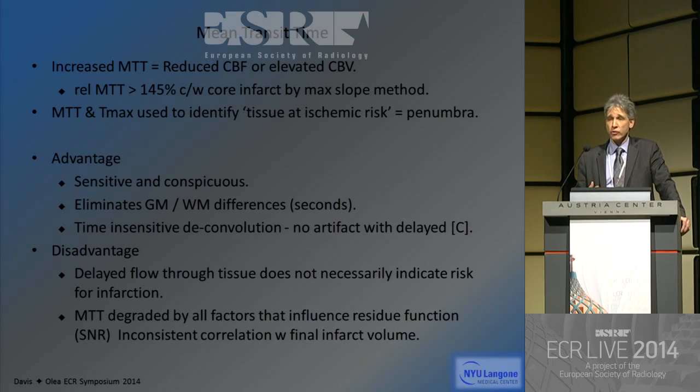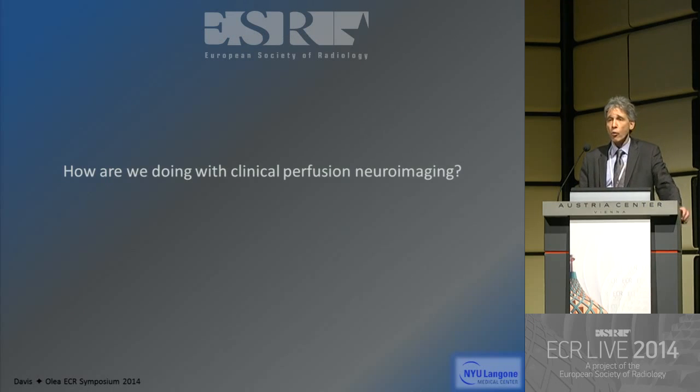And a relative mean transit time, meaning the mean transit time on the abnormal side versus the mean transit time on the normal side, if it's 145%, that's considered infarcted tissue. And if it's slightly less, or depending upon the study, it defines penumbra. The advantages of mean transit time: it's sensitive, it's conspicuous. You can look at mean transit time and know the area that's involved. It's very easy to see. The disadvantages: delayed flow through the tissue, again, doesn't necessarily mean infarction, and mean transit time is degraded by all of those same factors.